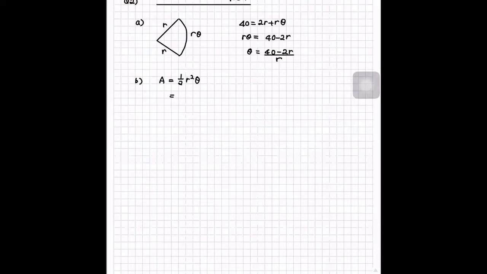Same thing. So you substitute, you replace first. 40 minus 2R divided by R. Then you simplify. I'm going to get a R and then I'm going to divide the 2. Expand, finish. See, I'm expressing my area in terms of only one variable, which is the radius. I managed to disregard the angle.